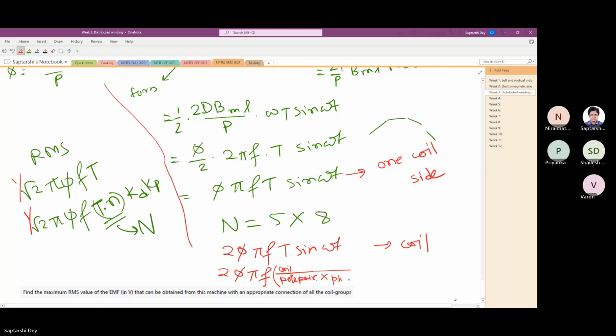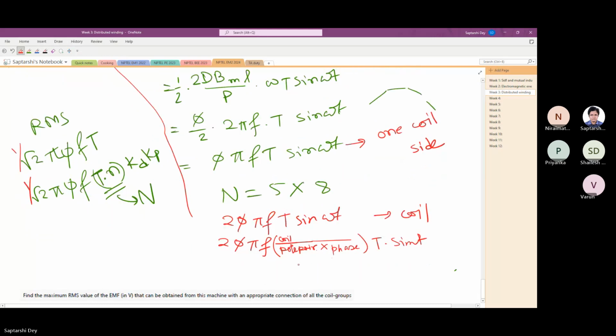Per phase, this times t times sine omega t. This gives you under one two-pole machine. So this 1 by root 2. So basically the RMS becomes 1 by root 2 times pi phi f, number of turns times coil sides under one pole times kd kp.